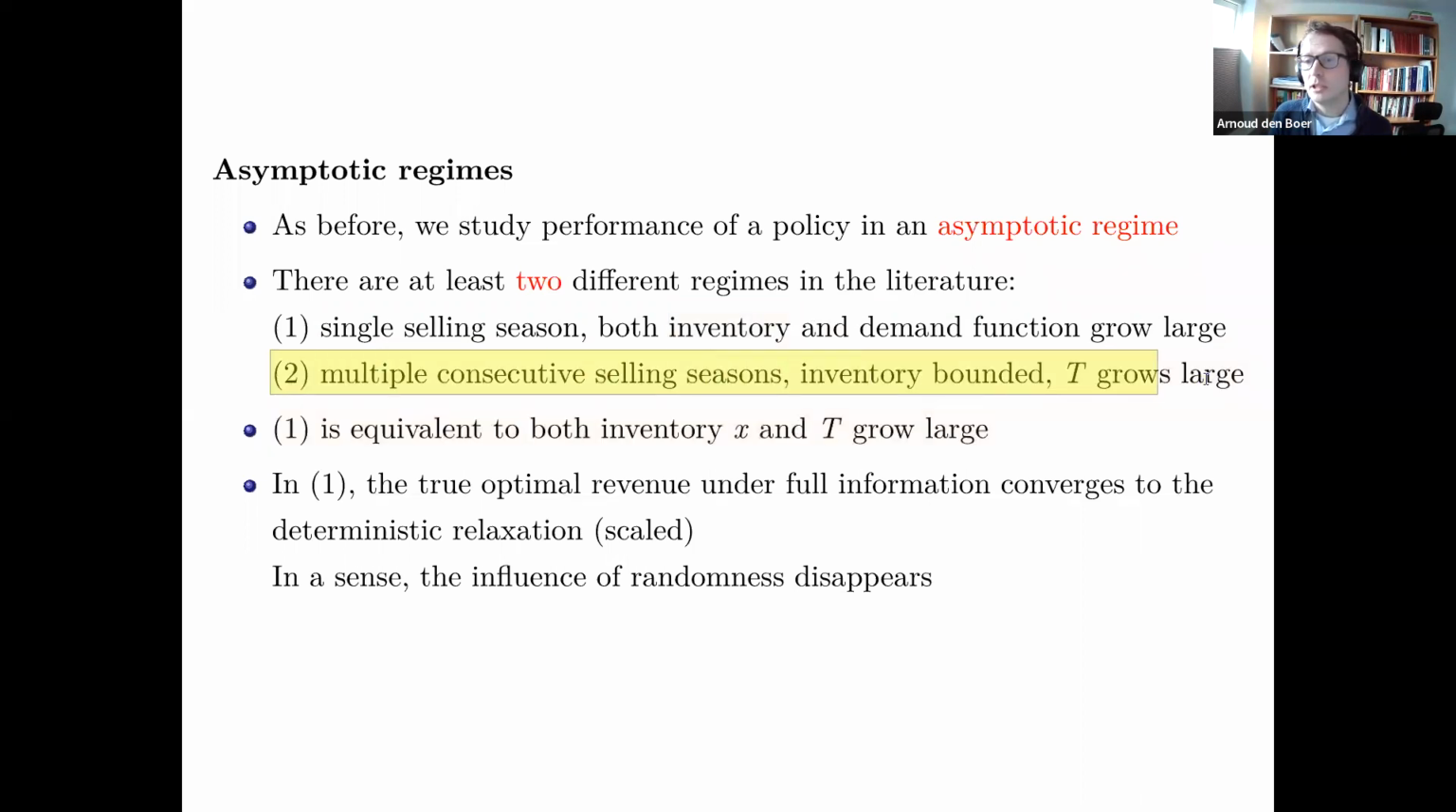Now, in a few slides, we will also study another asymptotic regime where T grows large, of course, but inventory is bounded. So that means that we will not consider one single selling season, although that's also interesting, but multiple consecutive selling seasons that just repeat. So you repeat your selling season, and at some moment, the season finishes, and then you start a new season.